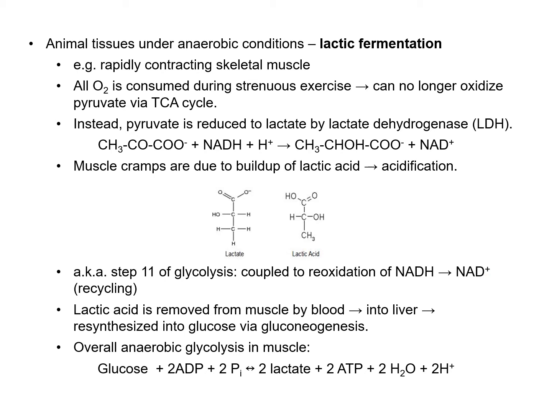And this lactic acid is removed from the muscles by blood, and then moved into the liver and resynthesized into glucose via gluconeogenesis. The overall reaction for this anaerobic glycolysis in muscle would be glucose plus 2 ADP and 2 Pi, inorganic phosphate, yields 2 lactate, 2 ATP, 2 water molecules, and 2 protons.